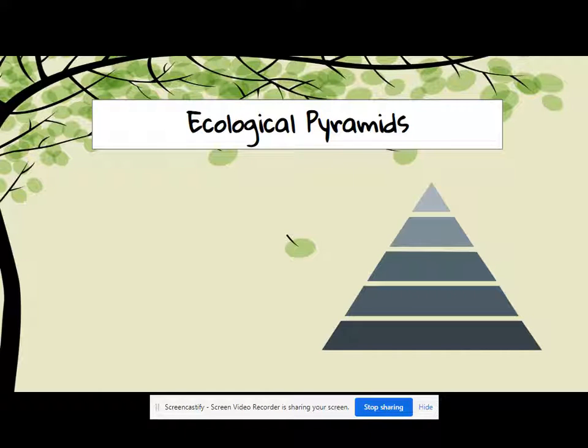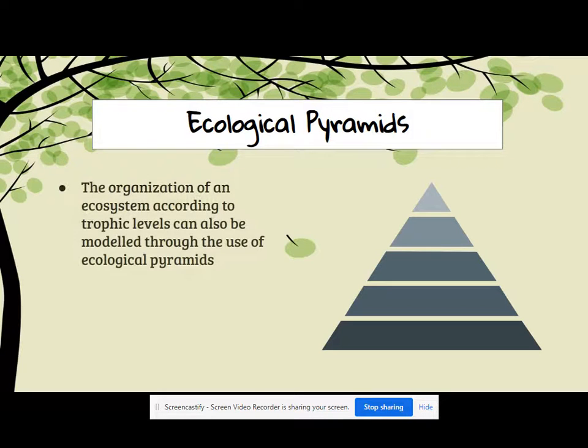Hey, Science 20s, time to talk about those pyramids. I said they were coming. So, the normal type of pyramid is a pyramid of energy and the pyramid of trophic levels, but we're going to look at some different types of pyramids in today's lesson.